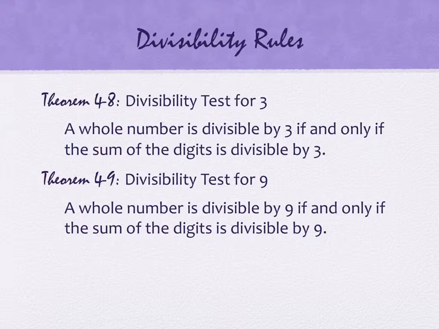So if we sum up all the digits and the sum is divisible by 3, then the original number is divisible by 3. If the sum is divisible by 9, then the original number is divisible by 9.